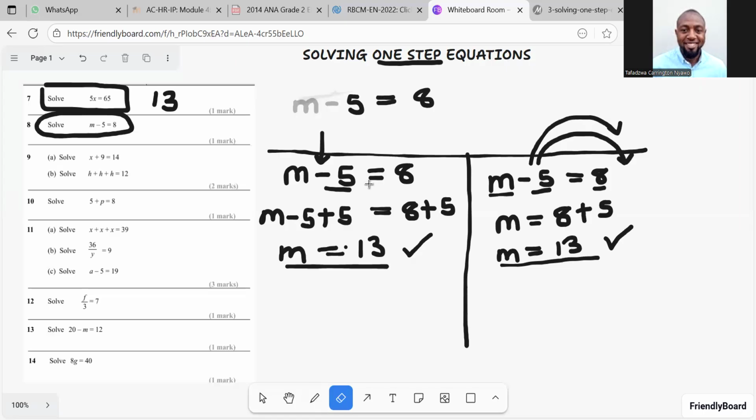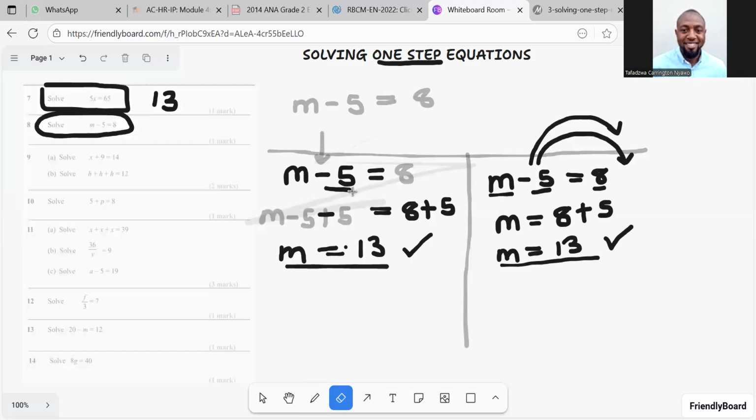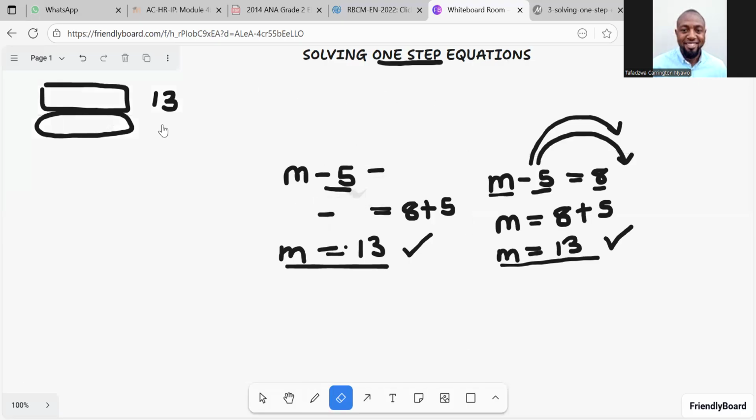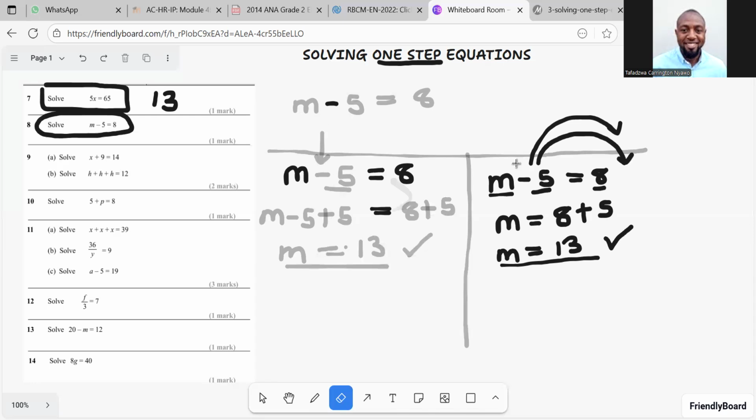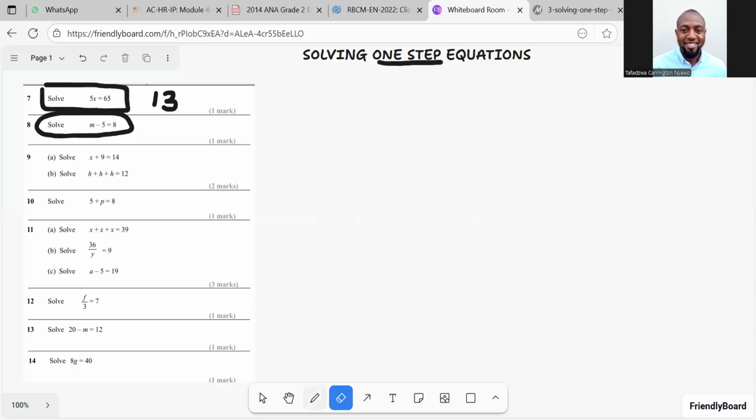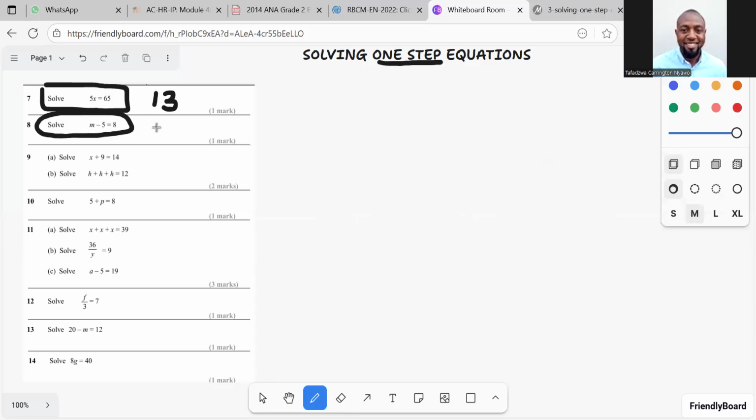All right, so let's move on to, oops, I accidentally erased my board there. All right, so I just want to erase. We move on to the next equation. Okay, so we agree that m here is also equal to 13, right? So let me write the 13 here.